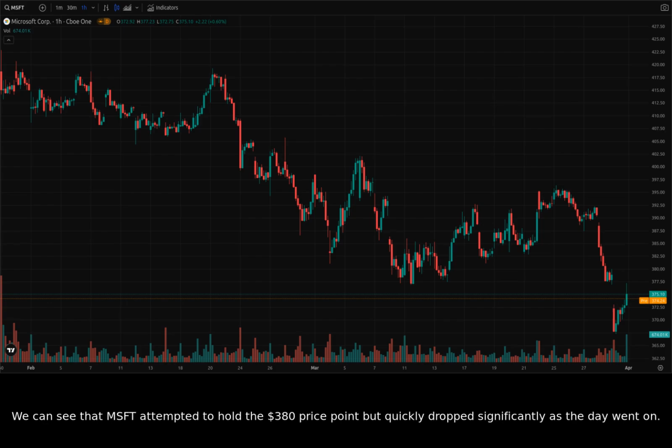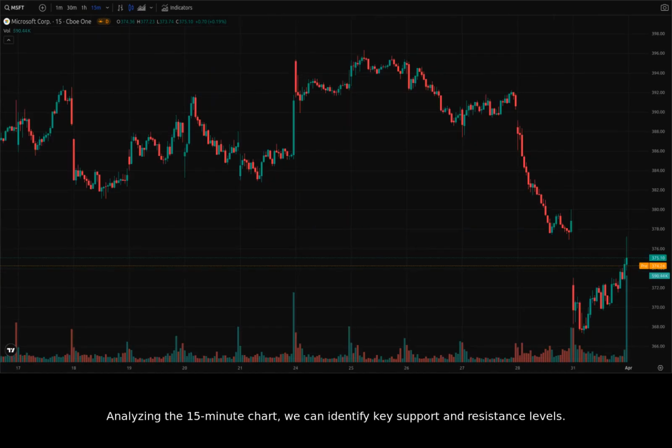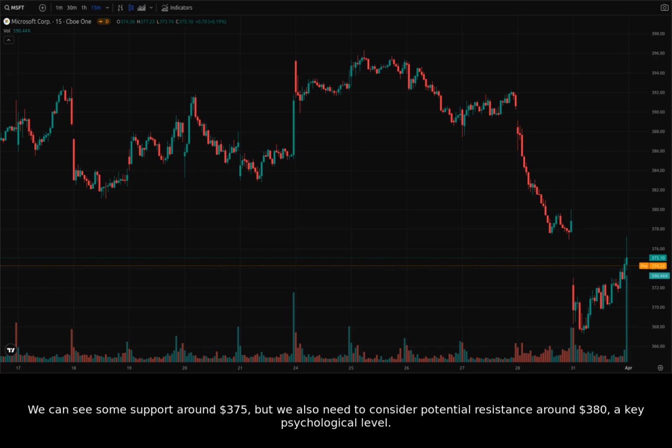We can see that Microsoft attempted to hold the $380 price point, but quickly dropped significantly as the day went on. Analyzing the 15-minute chart, we can identify key support and resistance levels. We can see some support around $375, but we also need to consider potential resistance around $380, a key psychological level.